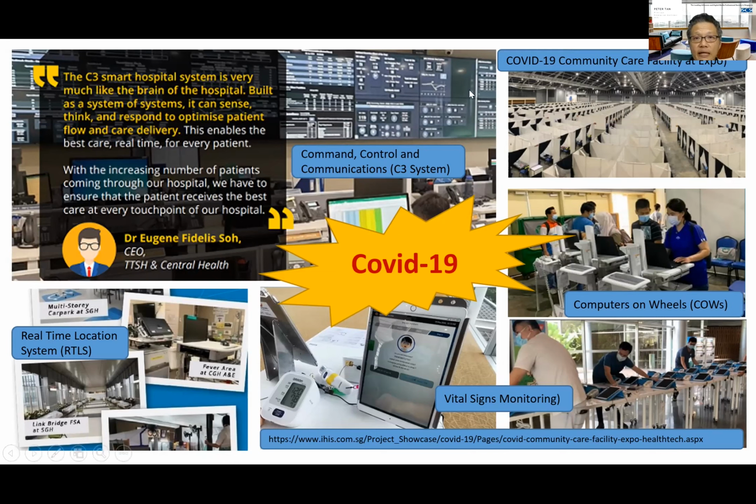If you can see that screen behind, that's the command center dashboard that's set up in Tan Tock Seng Hospital, and they use that to help manage the support for COVID as well. So yeah, like I said, lots of stuff. I better move on to the architecture bit, otherwise I'll be completely out of topic already.